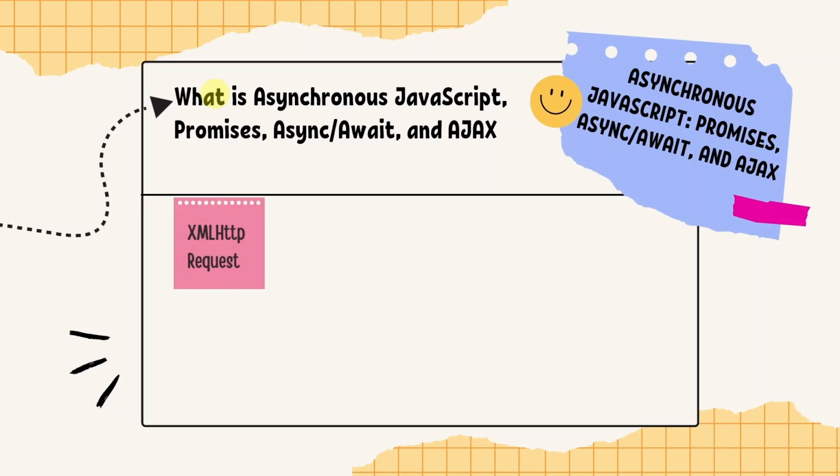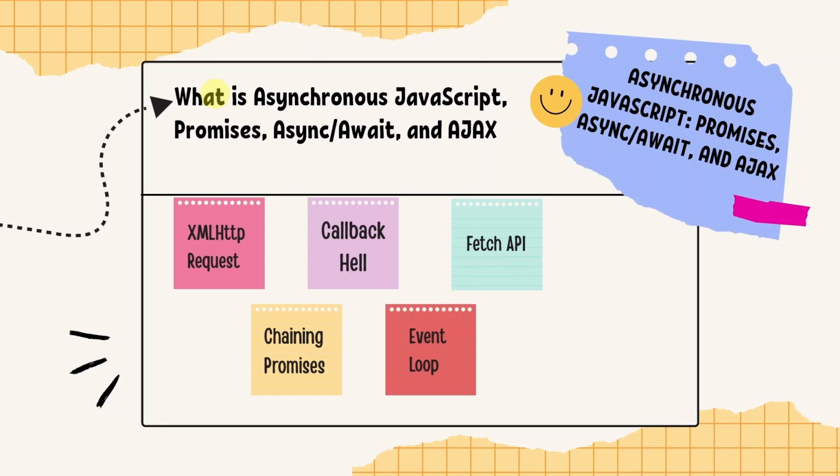In this, you should learn what XMLHttpRequest is, what callback hell is, the event loop, the fetch API, chaining promises, and also how to handle errors using try and catch blocks. All these concepts I have already uploaded. You can watch the videos or else you can explore YouTube. You will get tons and tons of videos on these particular topics.